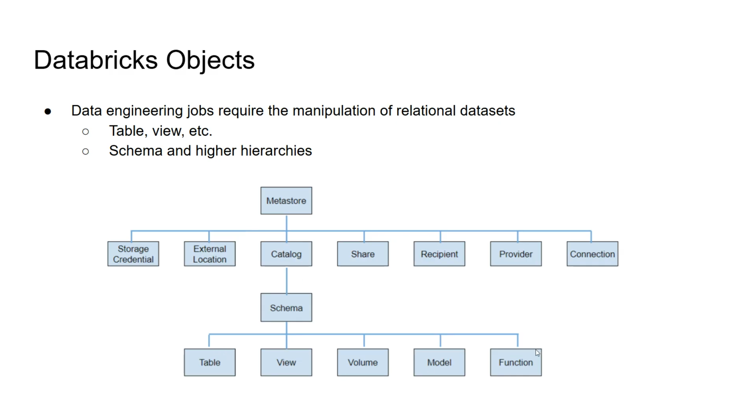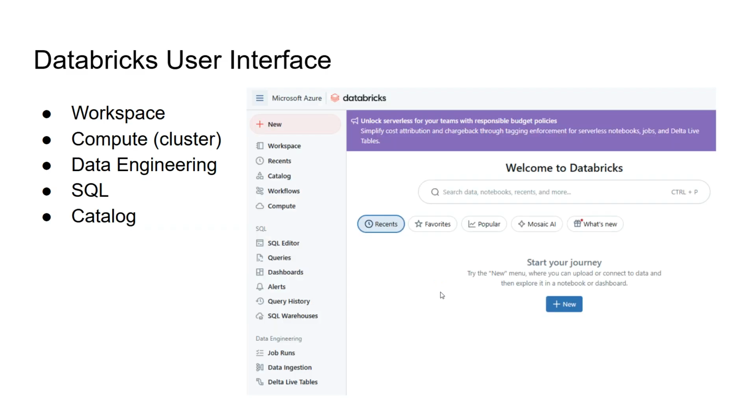Tables, views, all familiar stuff, functions, roll up to schema, roll up to catalog, and there are some auxiliary objects to support the operation of Spark. But fundamentally, that's tables, and you can utilize functions.